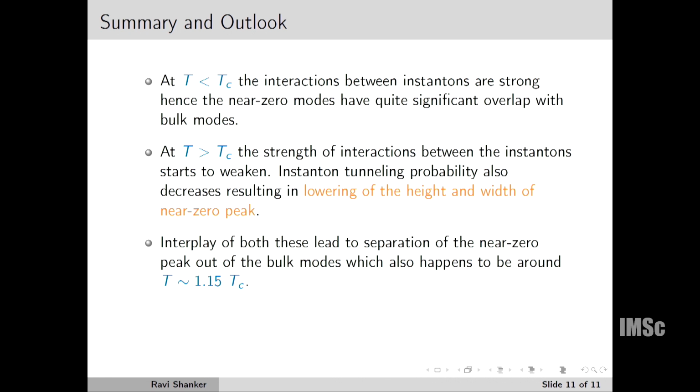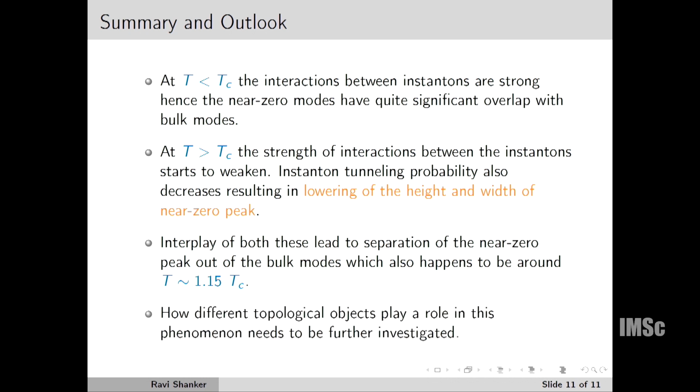This is another calculation we did in our work, which I didn't mention here. There are many topological objects in QCD, like dyons and vortices. How these different topological objects play a role in this phenomenon needs to be further investigated. That's all. Thank you.